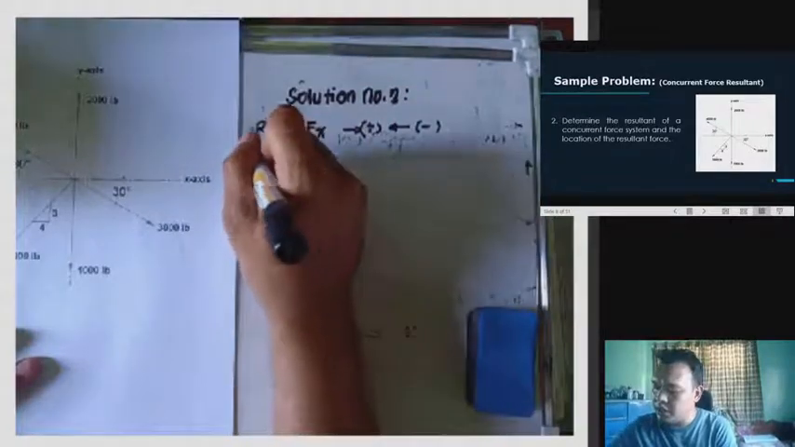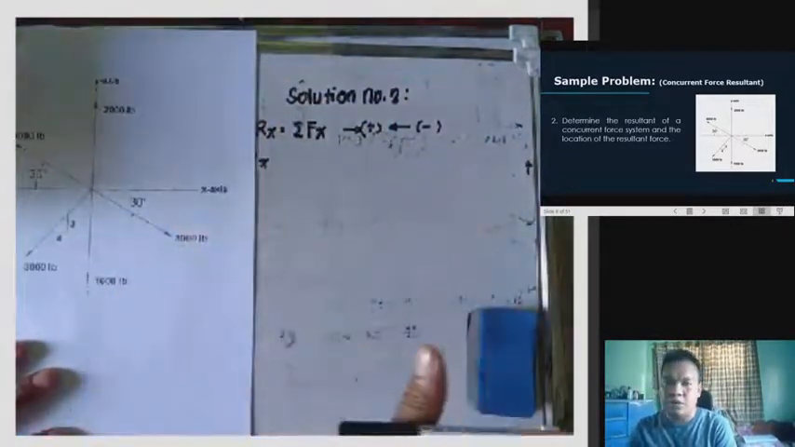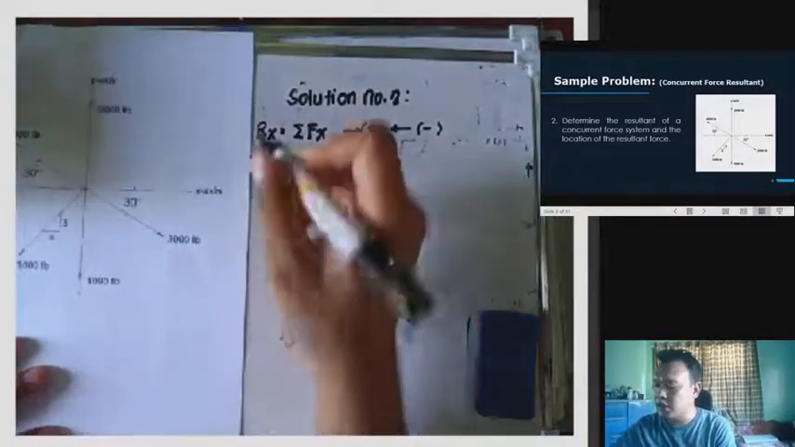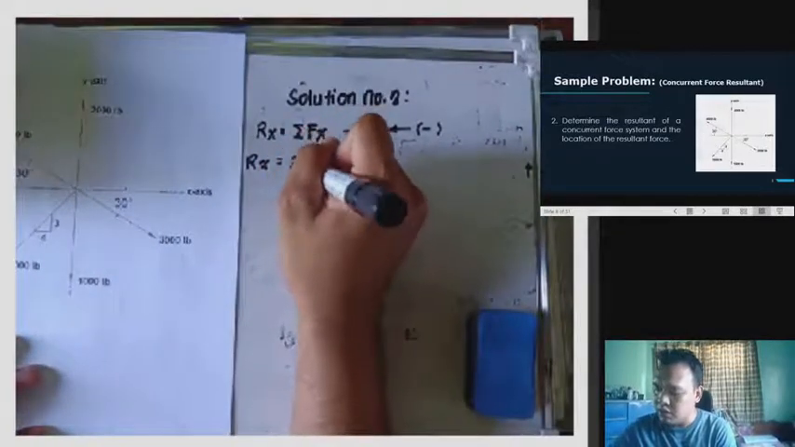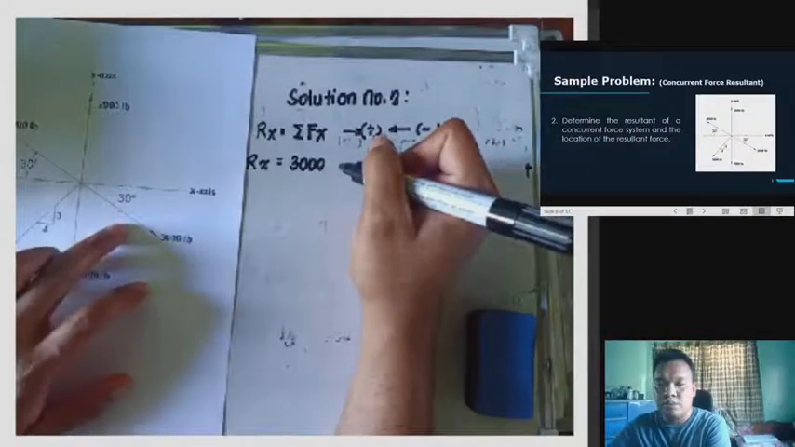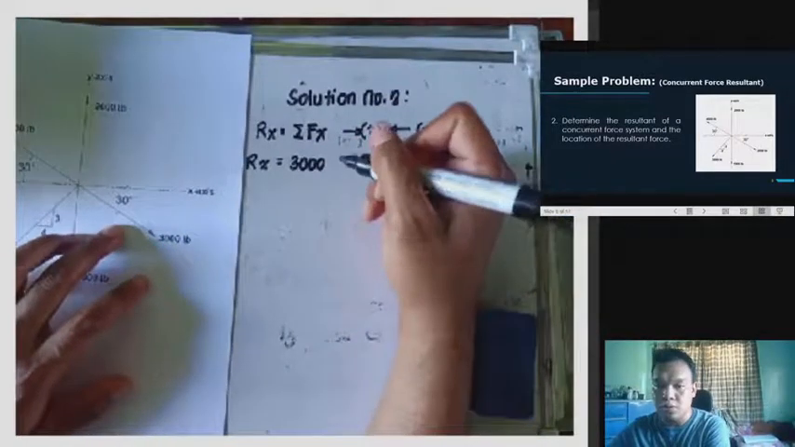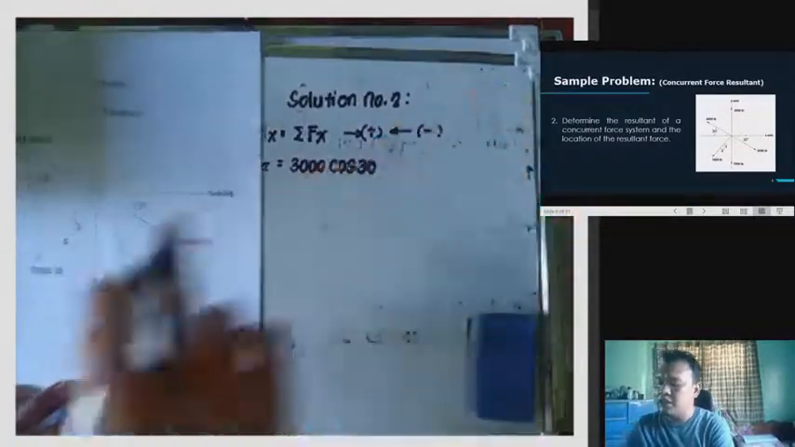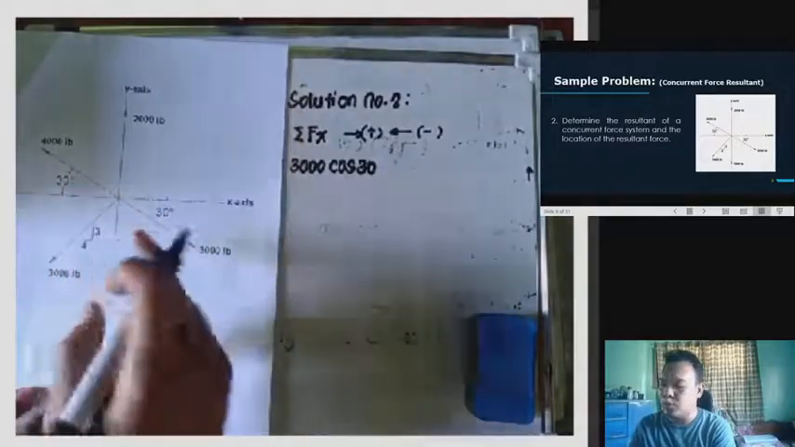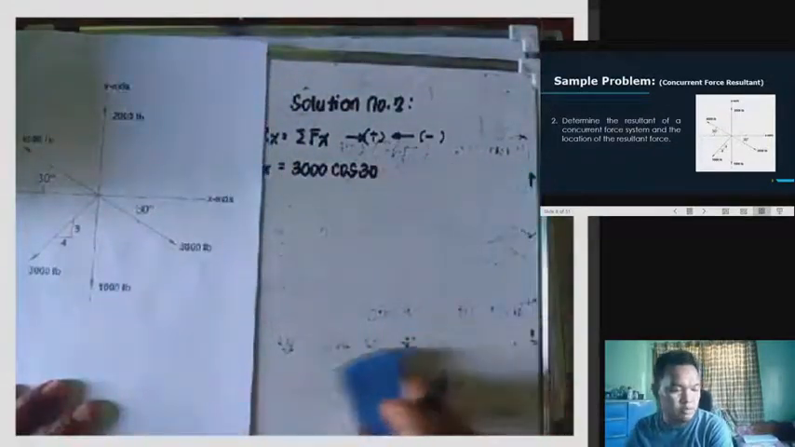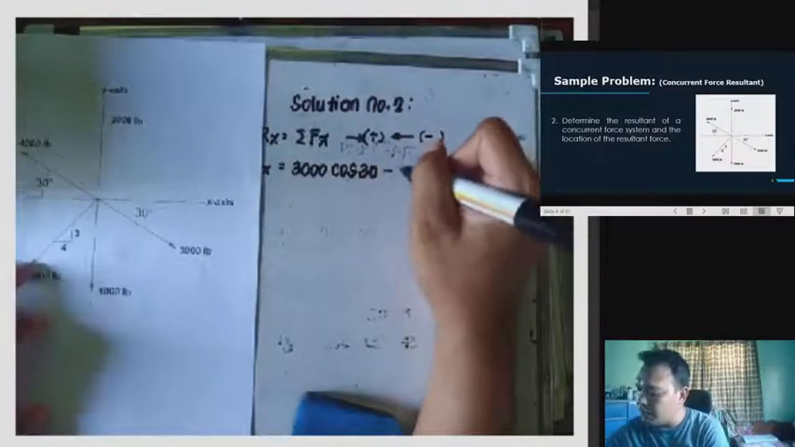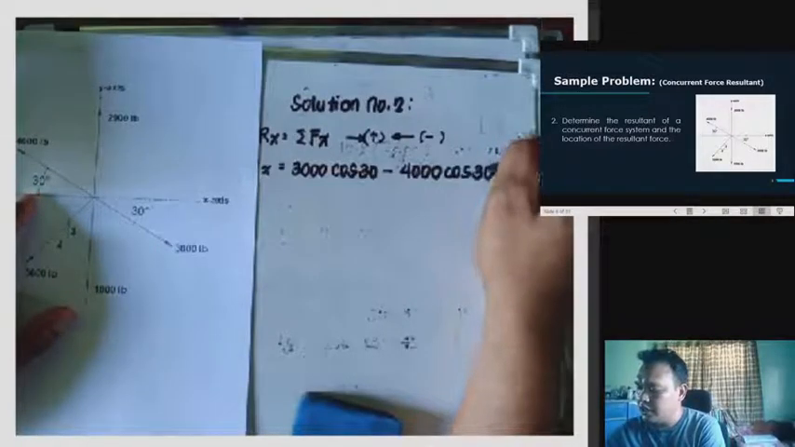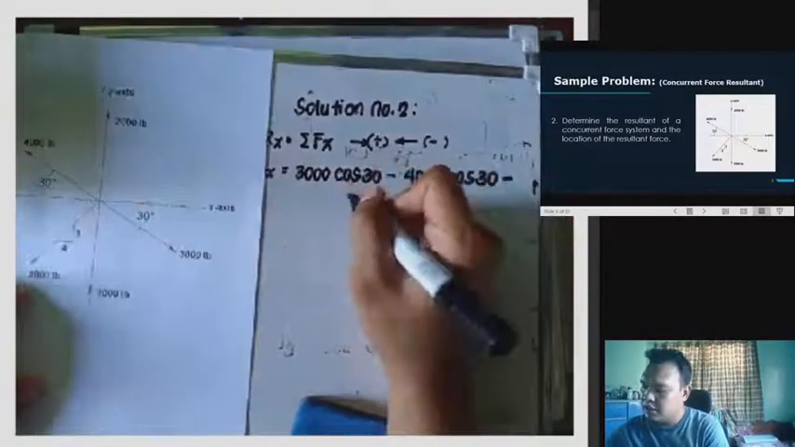So we have here Rx. So, lahat muna tayo, puro pa right tayo. So, ito, si 3,000 pounds, which is going to the right, positive po siya. So, we have here equals 3,000 pounds. To get the fx of this 3,000 pounds, the component. So we have here cosine 30. Then ito at ito, no? So which is going to the left. So negative po tayo. So we have here negative 4,000 cosine 30 plus minus 3,000.